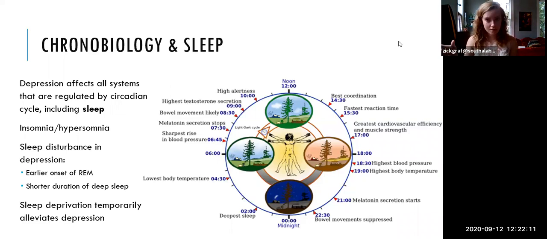As we'll talk about in the next lecture when we talk about bipolar disorder and mania, in someone at risk for mania, someone with bipolar disorder, that same kind of sleep deprivation can trigger a manic episode.